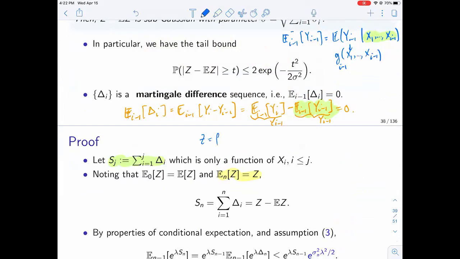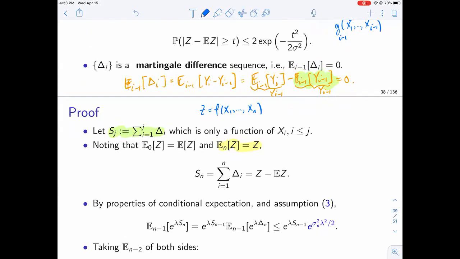So recall that z is f of x1 up to xn. Yeah, so this one is the same explanation as what David gave earlier. This is a function of x1 up to xn. E sub n here means we're conditioning on the information up to time n. Actually, it's all the time that we have. So we are conditioning on everything, so z is a function of those, and it just comes out of the conditional expectation.